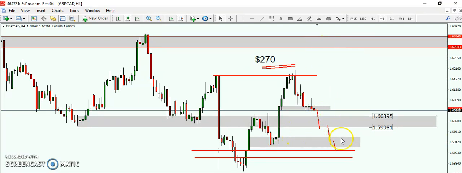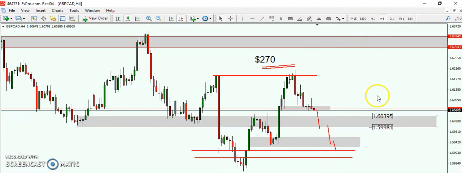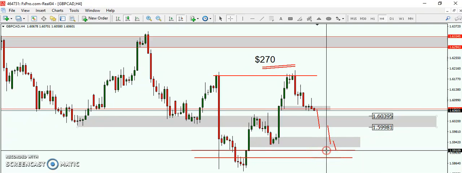Let's not forget to watch out for this zone, most especially this zone. This zone is much stronger, so a spike into this zone will probably send the market up. Minimum here. I'm not expecting the market to go below this zone.